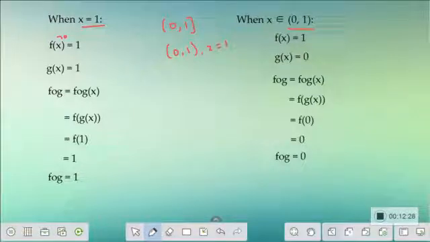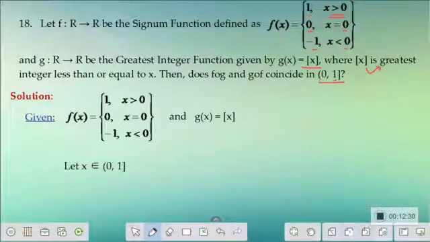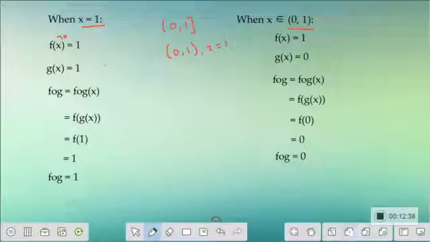Now what about our g of x? g of x is nothing but our greatest integer function, which takes the greatest integer which is less than or equal to x. So g of 1 is nothing but the greatest integer of 1, so obviously it is equal to 1. The greatest integer in this bracket is nothing but 1. So we have g of x as 1. So f of x is 1, g of x is 1 when x is equal to 1.